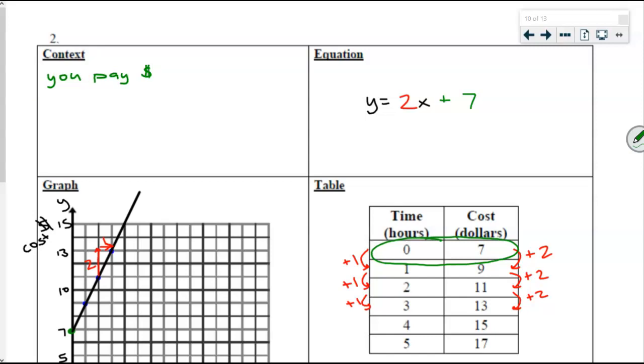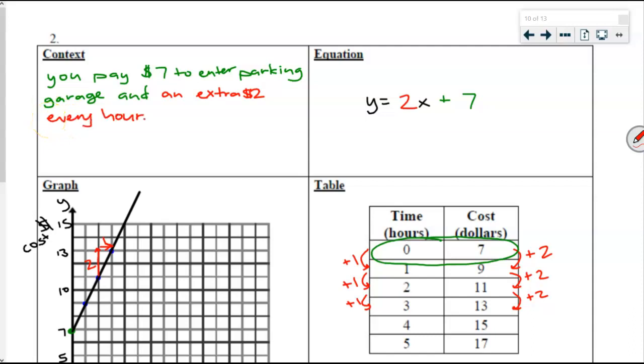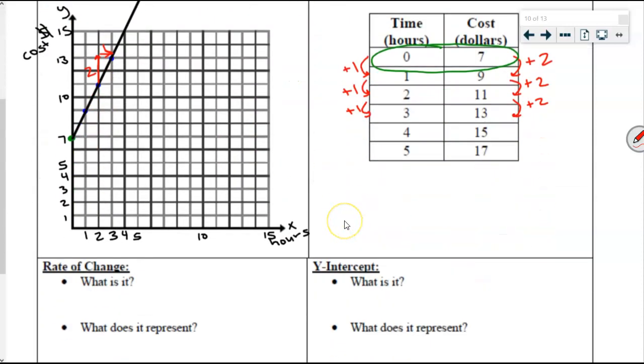You pay $7 in a parking garage, or $7 to enter a parking garage. And we pay an extra $2 every hour. That works. And we've already done our highlighting.